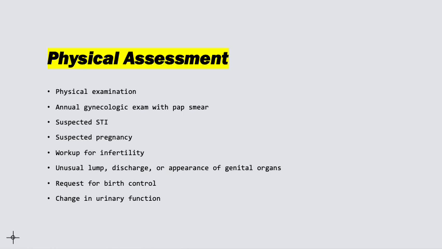If we suspect an STI, suspected pregnancy, we're going to do this type of physical assessment on a workup for infertility. Or if the patient notices an unusual lump, discharge, or appearance of the genital organs, if a patient comes in requesting birth control, or if they have any change in their urinary function. We need to make sure we keep the patient comfortable and respect the patient's privacy and modesty. That's going to be our primary consideration.